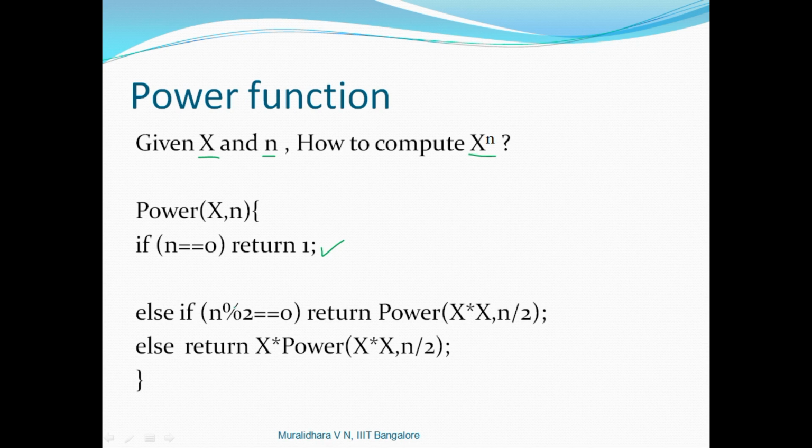If n is even, that is n modulo 2 is 0, then we compute x square to the power n by 2. So we pass x square, multiply x with x, and pass this as a parameter, and divide n by 2, compute x square to the power n by 2. If this condition is false, that means that n is an odd number, then we compute x square to the power n by 2 and then multiply by x.